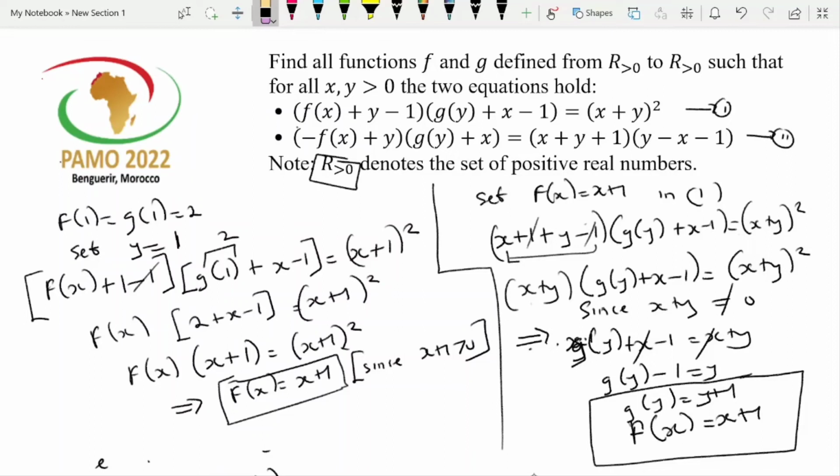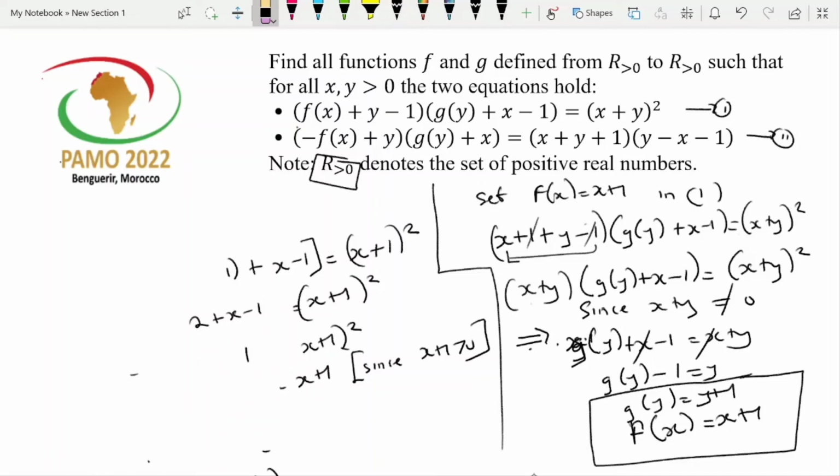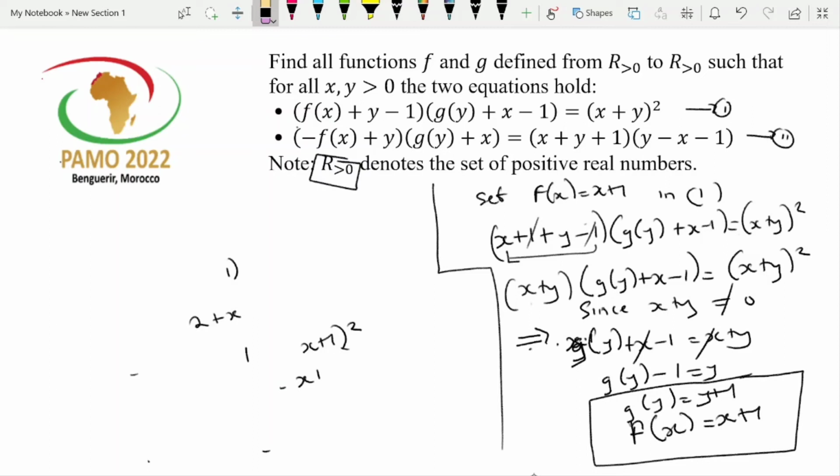So let's just verify. If we are verifying, it would be best to verify with the second equation, because the solutions we got, that is g of y equals y plus 1 and f of x equals x plus 1, were basically gotten from the first equation. So we might want to just test if these values also satisfy the second one. So how do we do that?